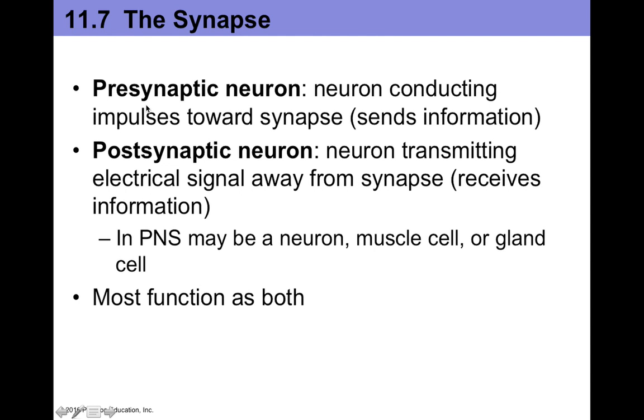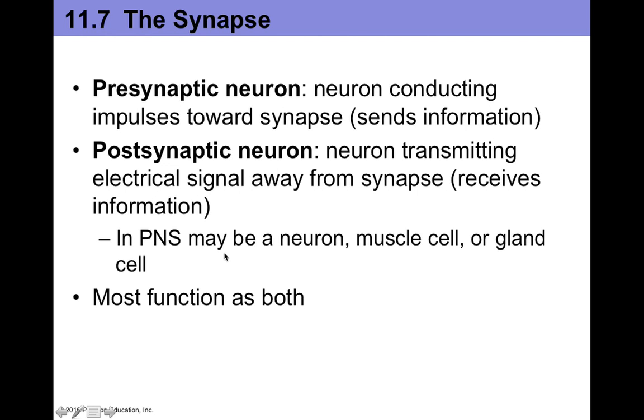Now, whenever we have a neuron that releases chemicals or sends information, we call this the presynaptic neuron. So it's the neuron that conducts impulses towards the synapse. And the one that receives the information is called the postsynaptic neuron. This is the neuron that transmits electrical signals away from the synapse and receives that information.